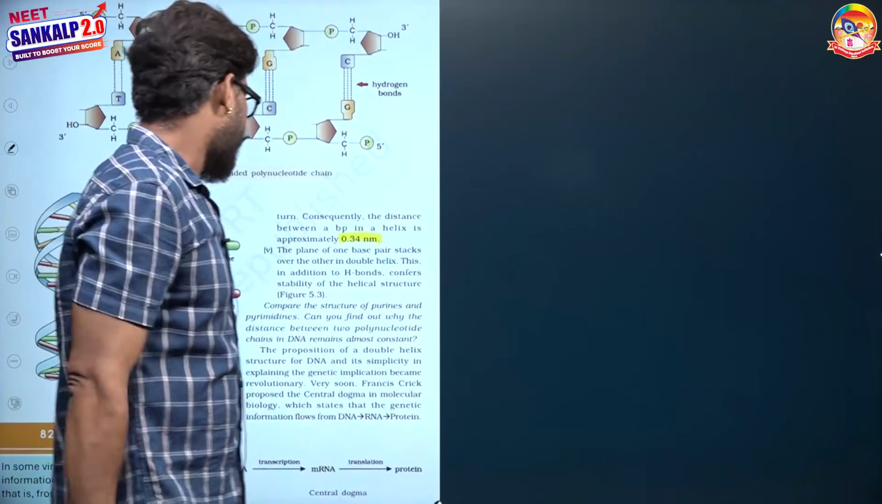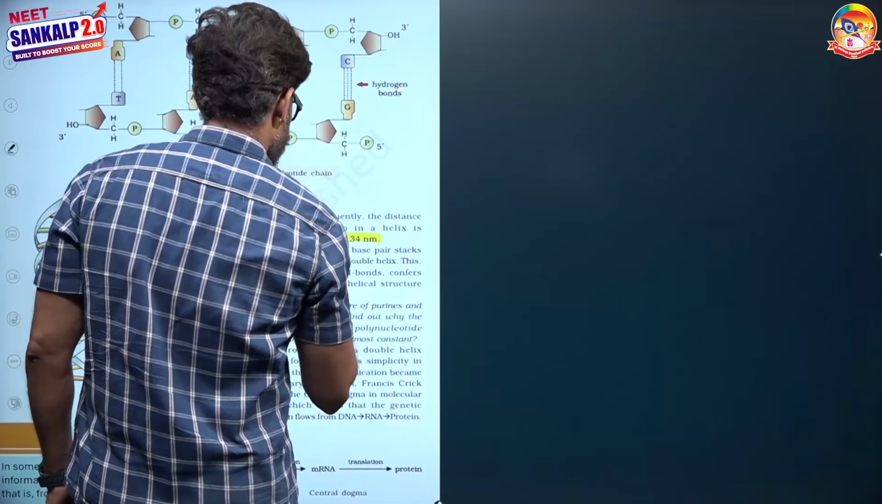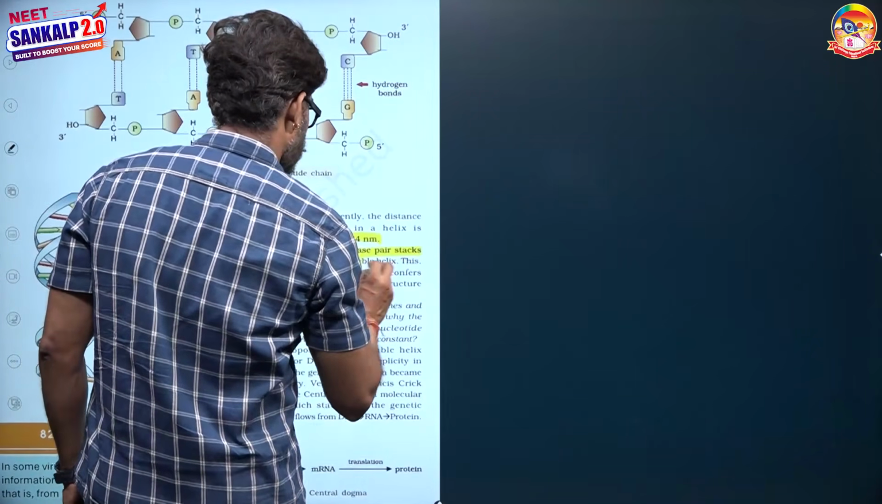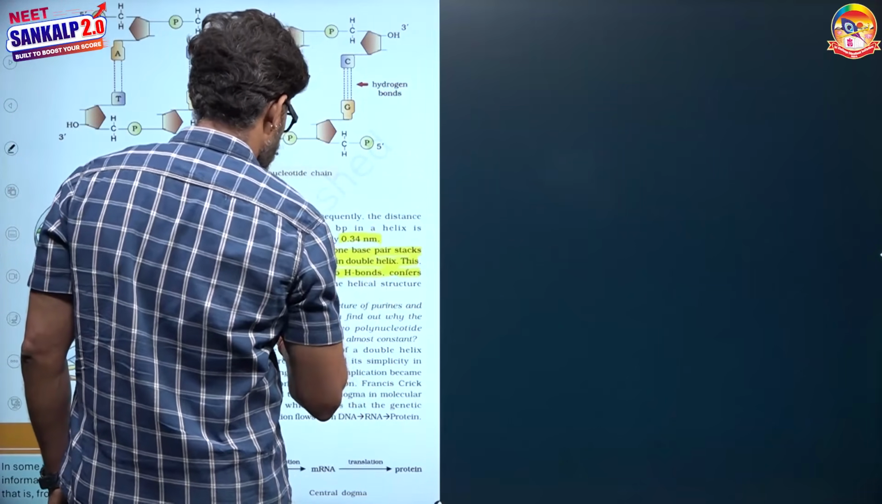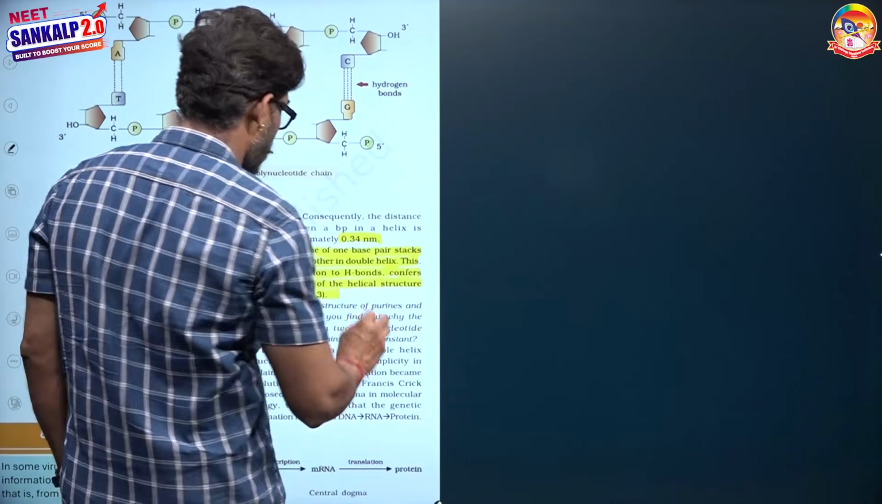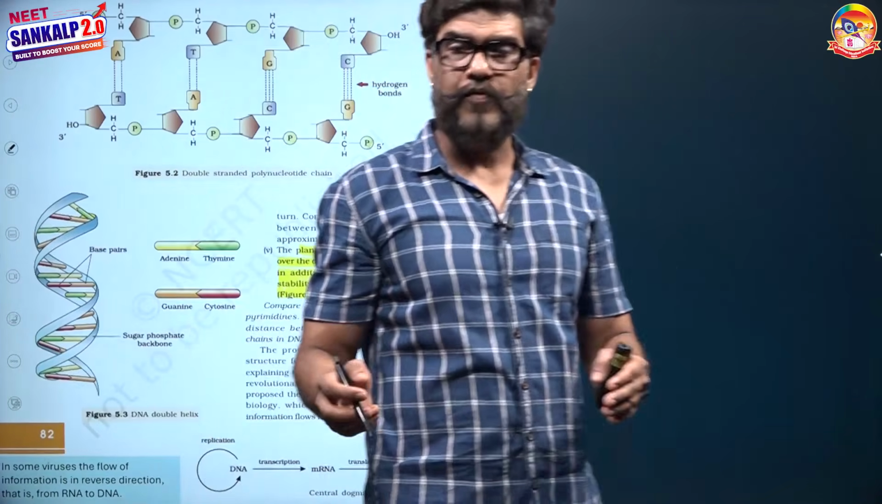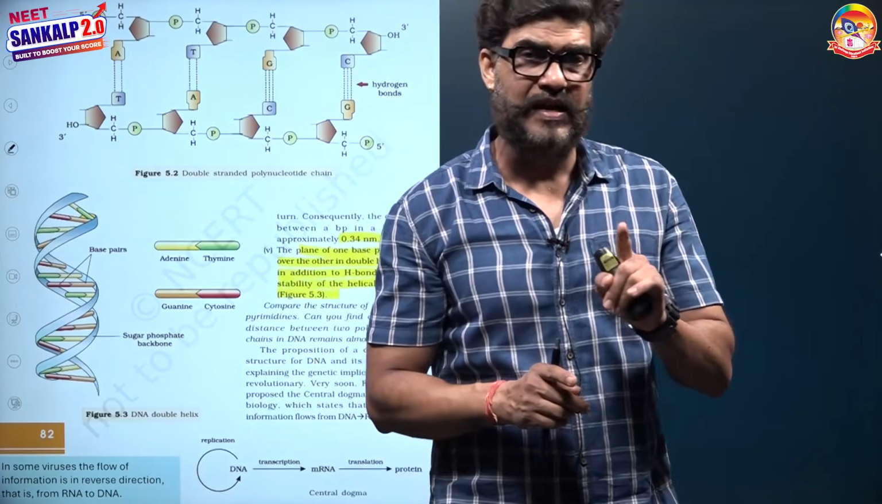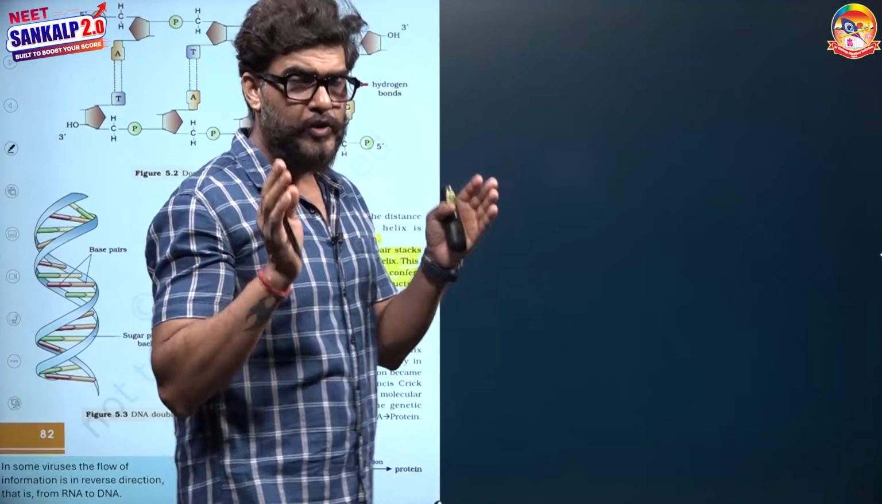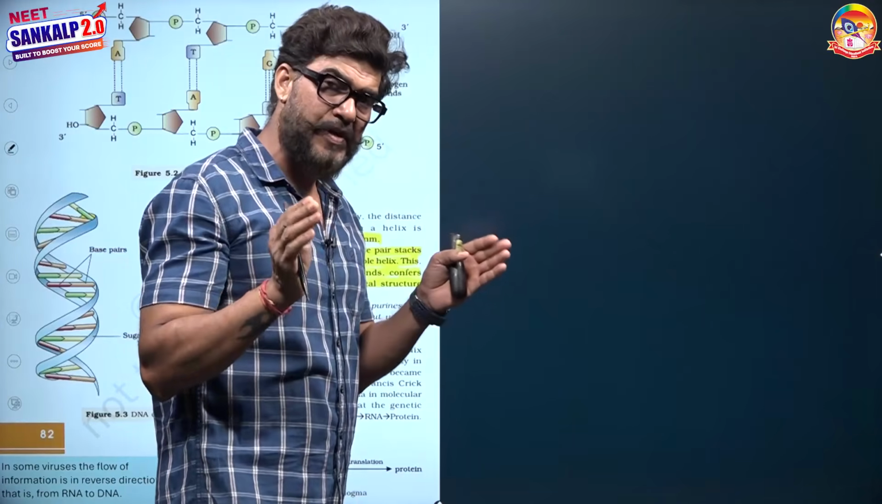So between two base pairs the angle is 36 degrees. This angle, the plane of the base pairs stacked one above another, in addition to hydrogen bonds, confers stability to the double helical structure. So the number of hydrogen bonds and the plane of the angle between the base pairs stacking one above another are the two factors that provide stability to the DNA.